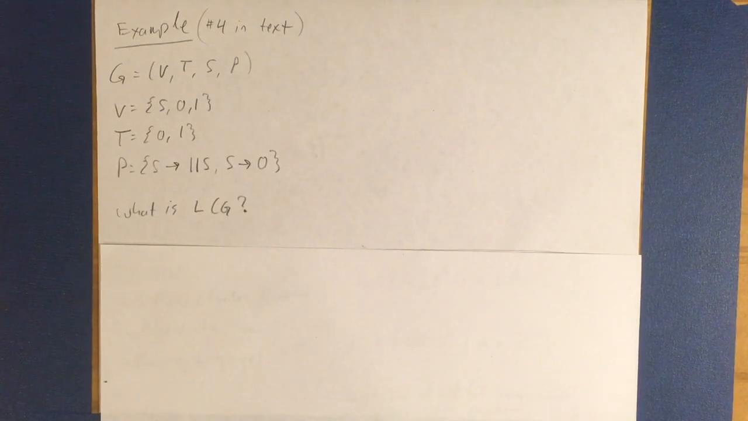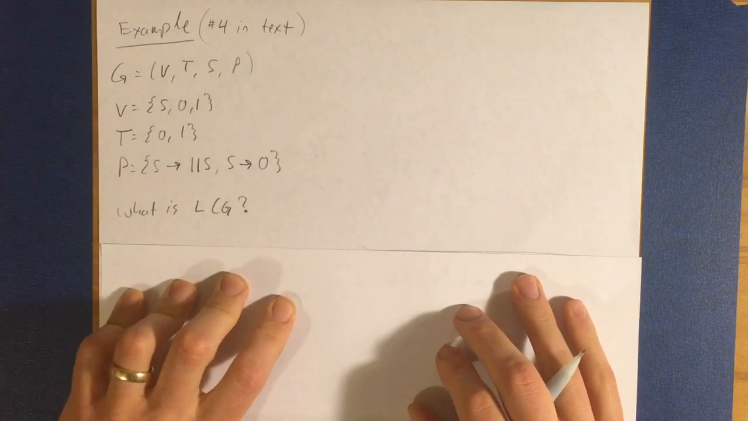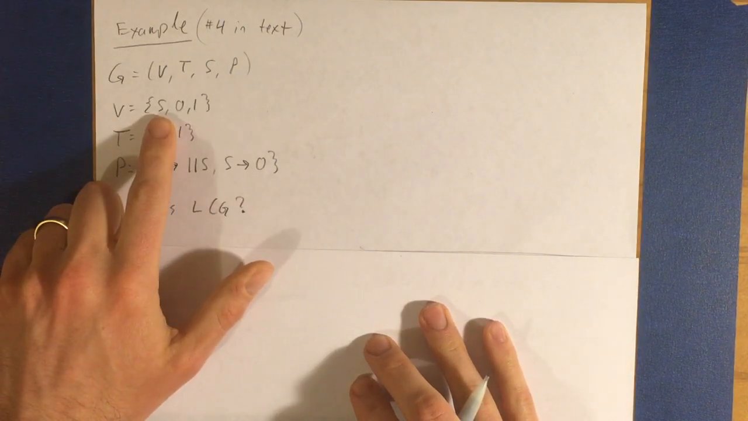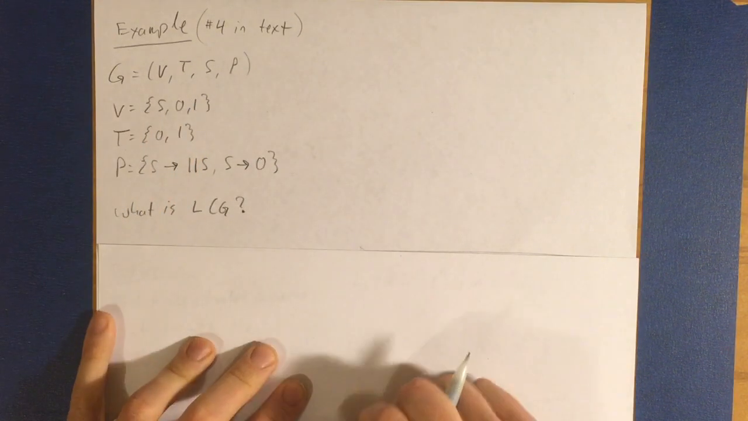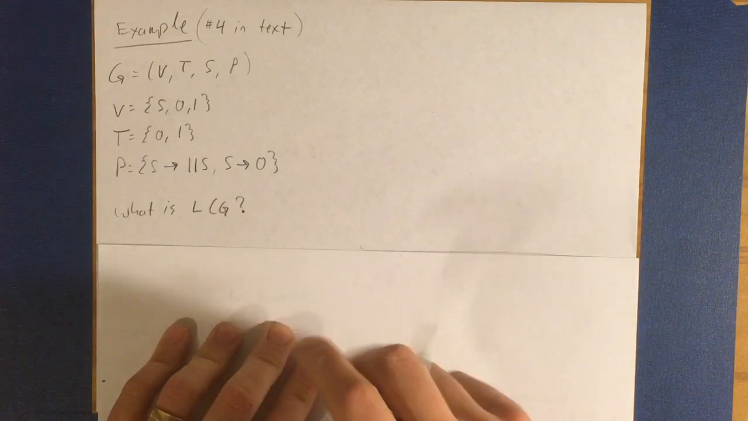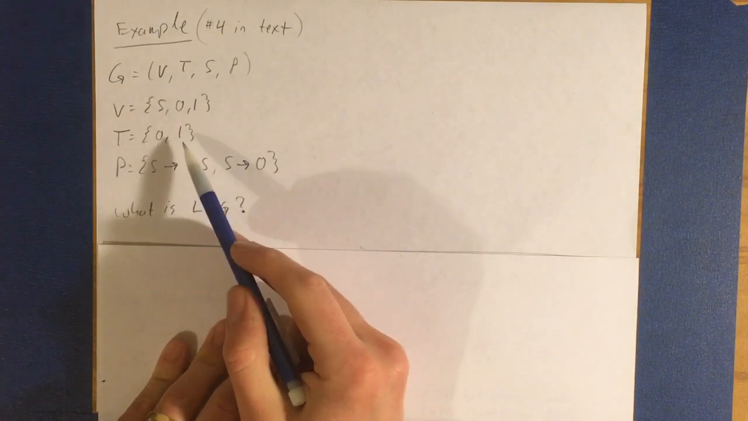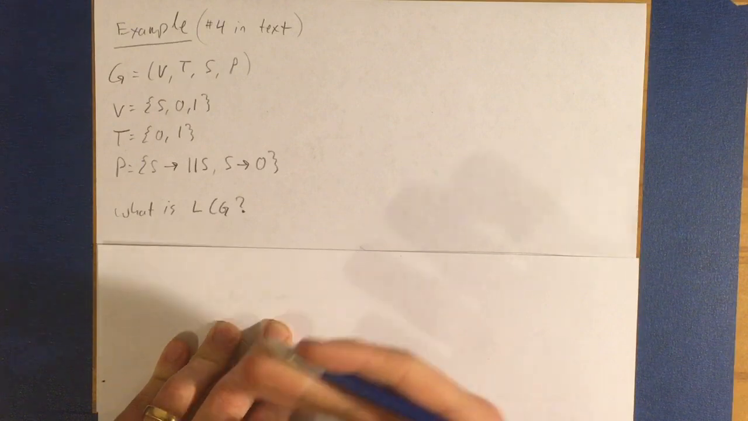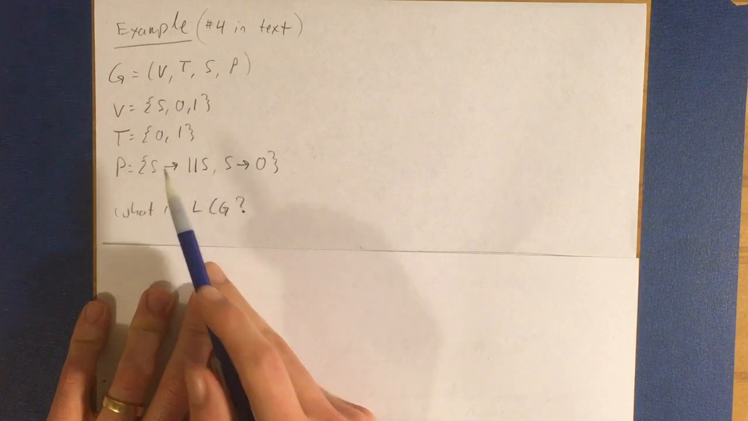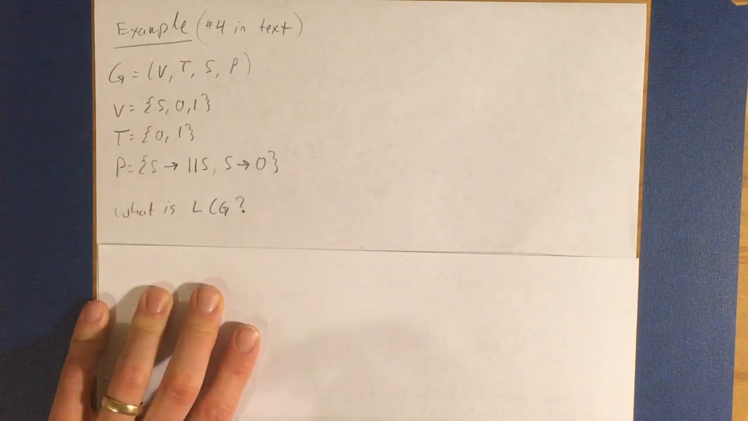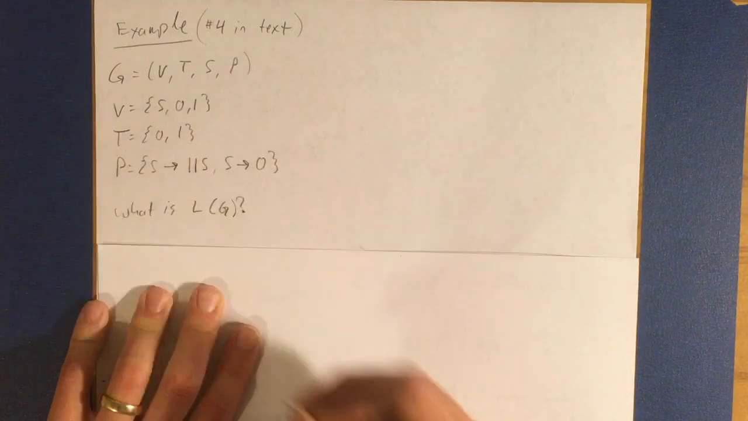Okay. Another example. This is number 4 from the text. So here our vocabulary is just going to contain the starting symbol S and 0 and 1. So now we're dealing with binary values. Our terminal symbols are the 0 and 1, which means the resulting strings we're going to get are basically bit strings. And the productions are just these. S can be replaced by 1-1-S, or S can be replaced by 0. The question is, what is the language generated by G?